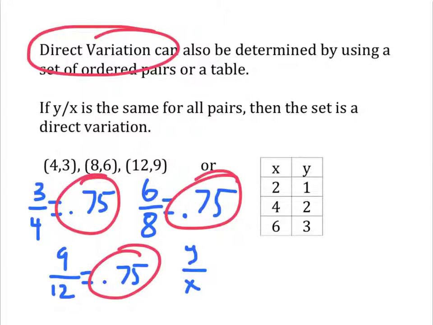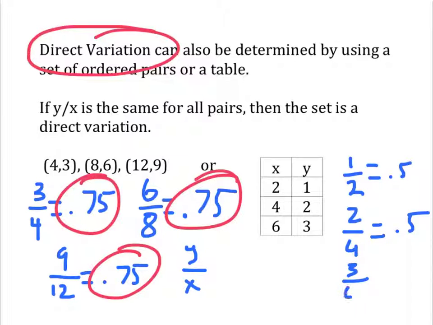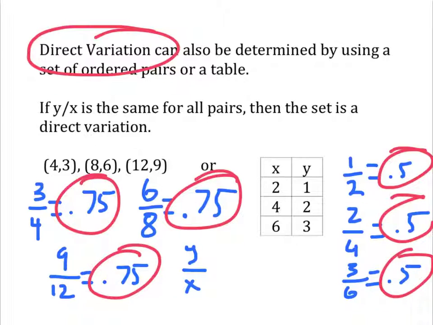And we can do the same thing with the table. So we can take our y value, so 1 divided by 2 equals 0.5. 2 divided by 4 equals 0.5. And 3 divided by 6 equals 0.5. So since all of those are the same, once again we see that this is a direct variation.